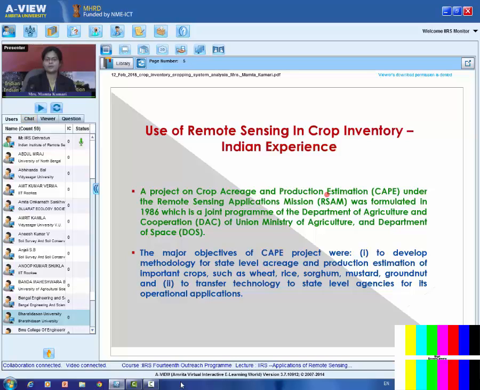This is a joint program by the Ministry of Agriculture as well as ISRO. So under this, two objectives were there. First, to develop a methodology to get the state level acreage and production estimation of some important crops, and second is to transfer this technology to state level agencies for operational application.